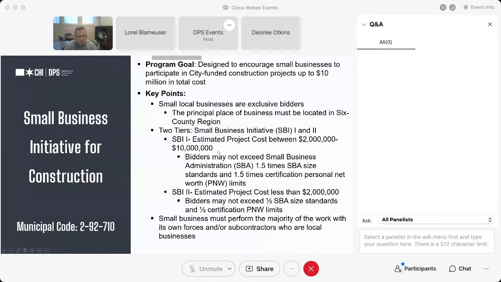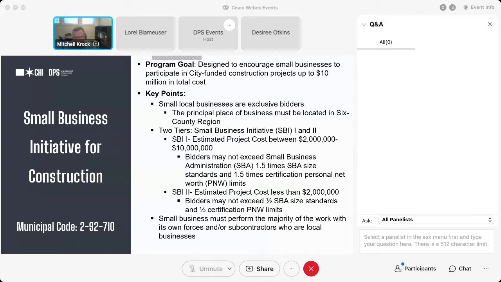Beginning with the Small Business Initiative for Construction, I do want to stress bidders and businesses that are familiar with how this worked in 2021 should be informed that as of January 2022, there are some changes. I will go over those. This program is designed to encourage small businesses to participate in city-funded construction projects up to 10 million in total cost. That 10 million figure is a change for the SBI 1 program. In 2021, it was $3 million. 2022 on, it is $10 million.